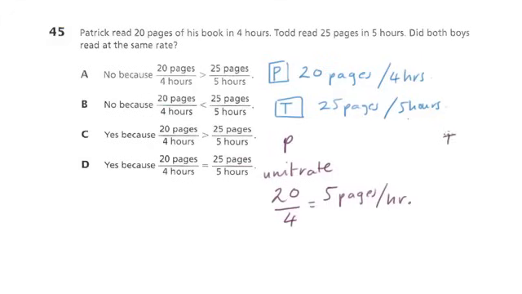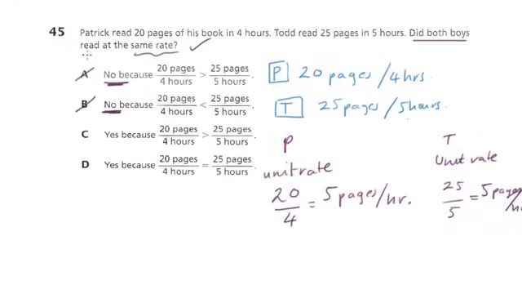And then Todd's unit rate is 25 pages in 5, so the unit rate is going to be 5 pages per hour. So they are exactly the same. So the unit rates are the same, so they did read at the same rate. So I know it's not going to be A, because it says no, that they didn't read at the same rate. It's not going to be B, because that also disagrees with the question, did they read at the same rate? So it's got to be one of these two.